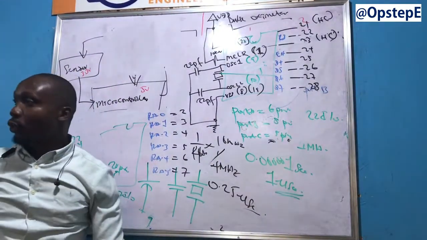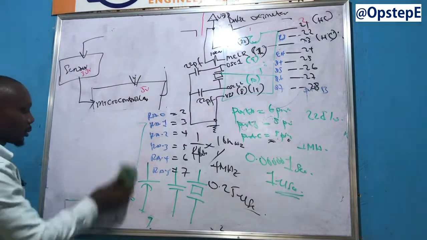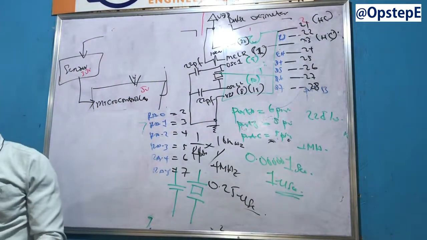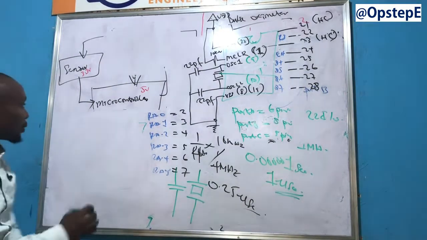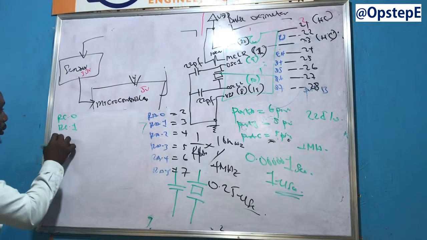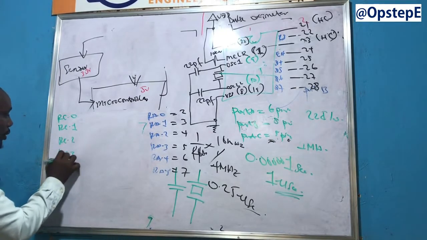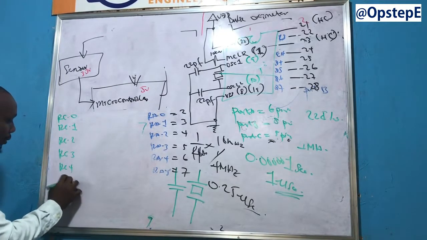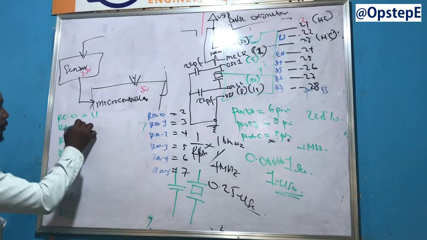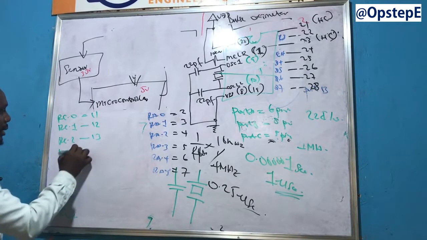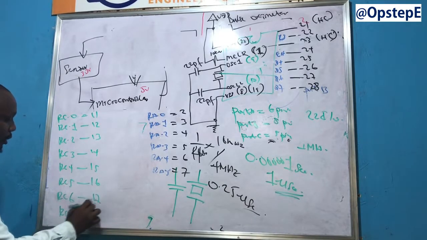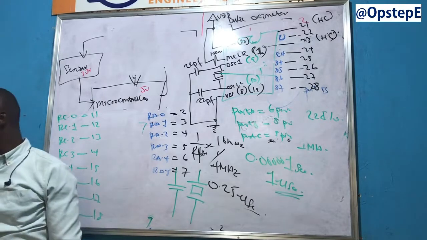Now for your port C, it's going to be pin 11 to pin 18. So you have RC0, RC1, RC2, RC3, RC4, RC5, RC6, and RC7. This is pin 11, pin 12, pin 13, pin 14, pin 15, pin 16, pin 17, pin 18.